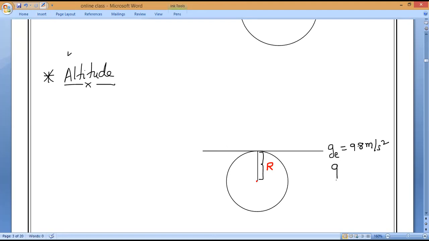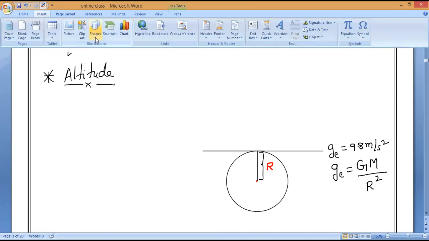So what is the formula we have used at the surface? G is equal to capital G into capital M divided by R square. What is R? Radius. Radius of what? Radius of the earth. Is it okay? Yes, all of you.